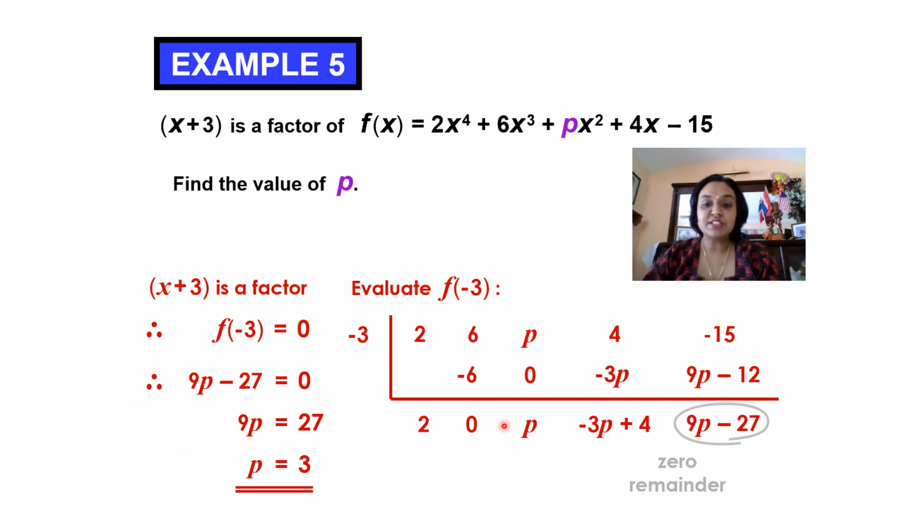And therefore, you just equate the remainder to 0 again. So 9p minus 27 equals 0. Therefore, p is 3. So both these methods, the remainder theorem and also the loom diagram, can be used to show or find the value of p.